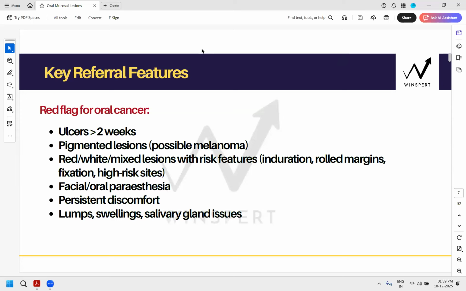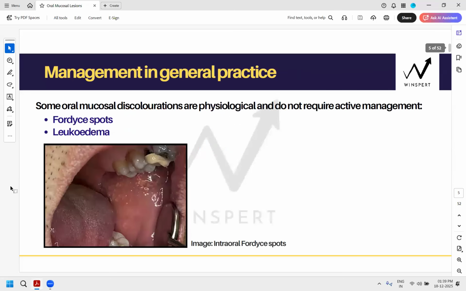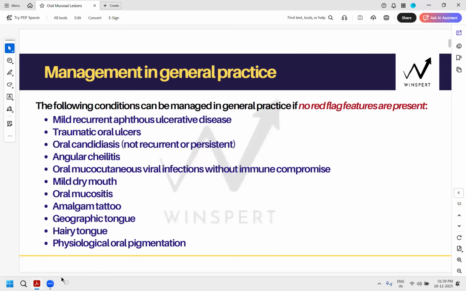Now, the conditions which are non-malignant. So, this is your second category. Your first category was here, right? This was the first category. You manage it yourself, given that no red flag should be present.